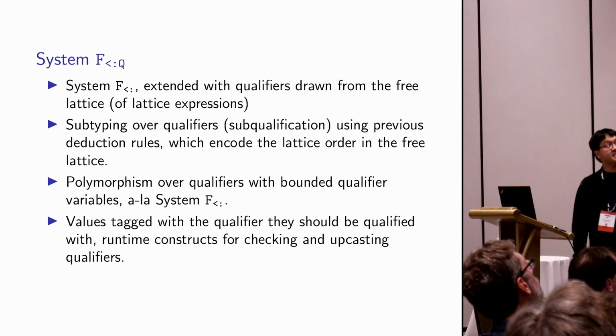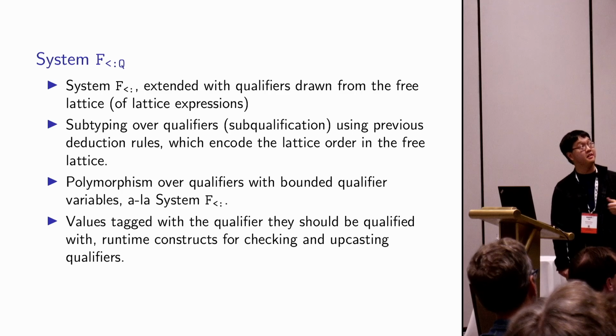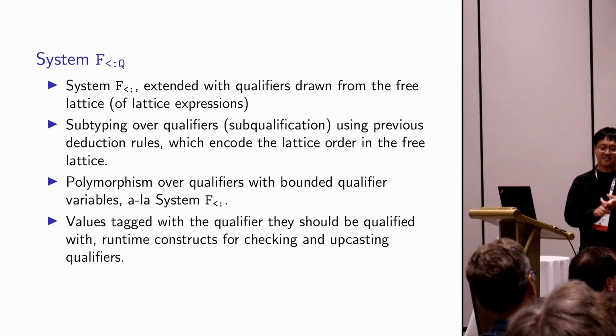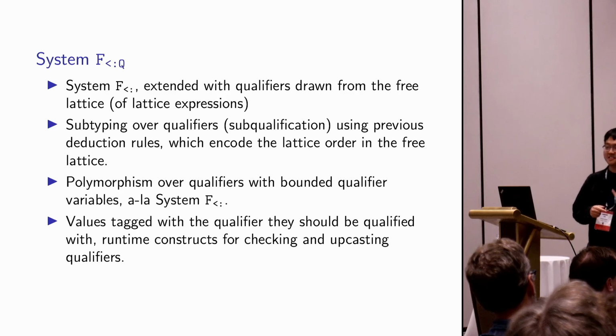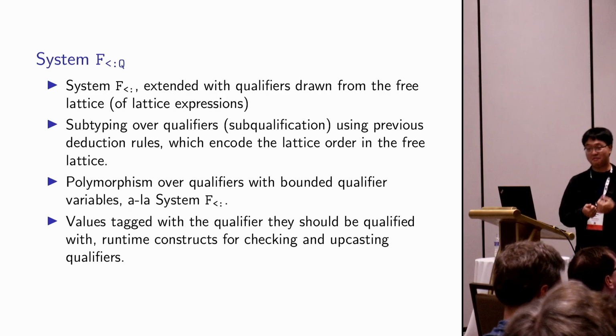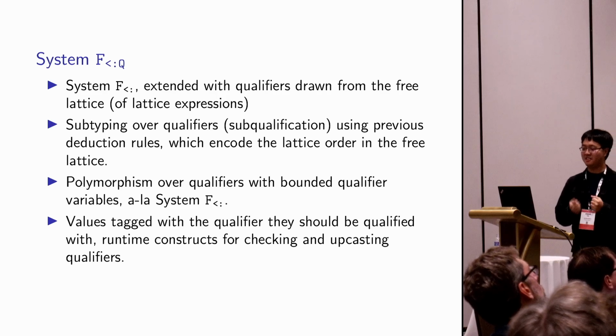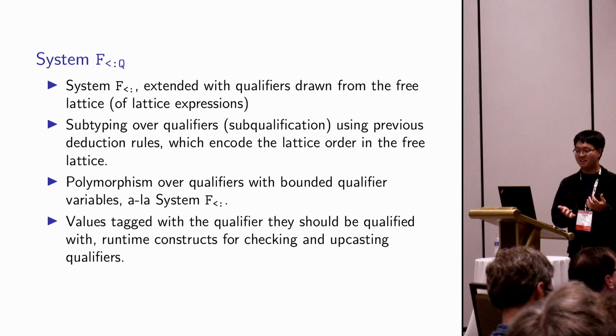So to get our base system with type qualifiers, we're going to take System F sub, because it has polymorphism and subtyping, and extend it to support qualifier polymorphism using the free lattice, and qualifier subtyping, or subqualification. How we're going to do subqualification: we're just going to use those handy subqualification rules, which encode the lattice rules of the free order. And polymorphism over qualifiers with bounded qualifier variables, the same way as you have bounded polymorphism in F sub.